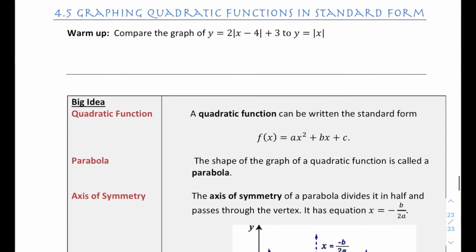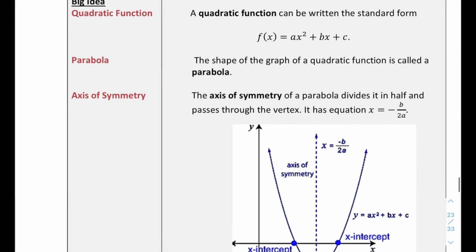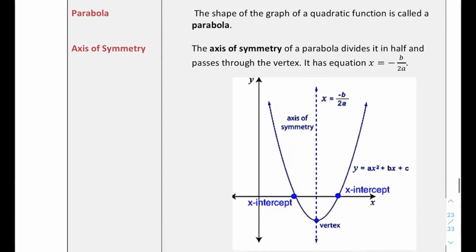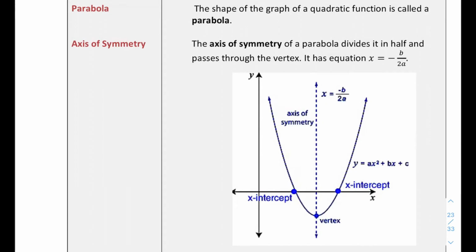Today we are gonna graph some quadratic functions. So a quadratic function, as you hopefully know, is anything that can be written in the form ax squared plus bx plus c, like that one for example. So anything that is degree 2. When you graph it, the shape that it makes is called a parabola, kind of like that little U shape that you can see right down there below.